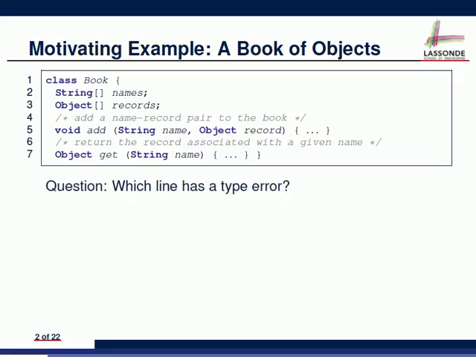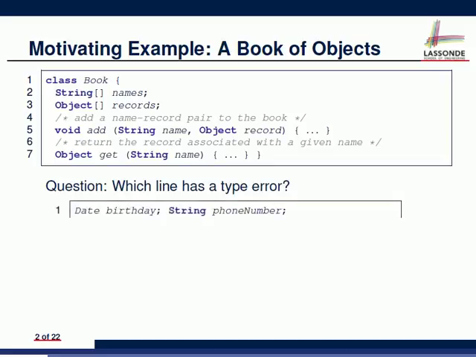Now, let's consider a tester code for that. Tell me which line you think has a compile time error. I can tell you there is at least one line. Or if you believe there's no compile time error, you can tell me as well. First of all, let's declare two variables. Date is a library class in java.util, for the birthday, and also a string for the telephone number. So we've got two kinds of records we want to store into the book, telephone number or birthday.